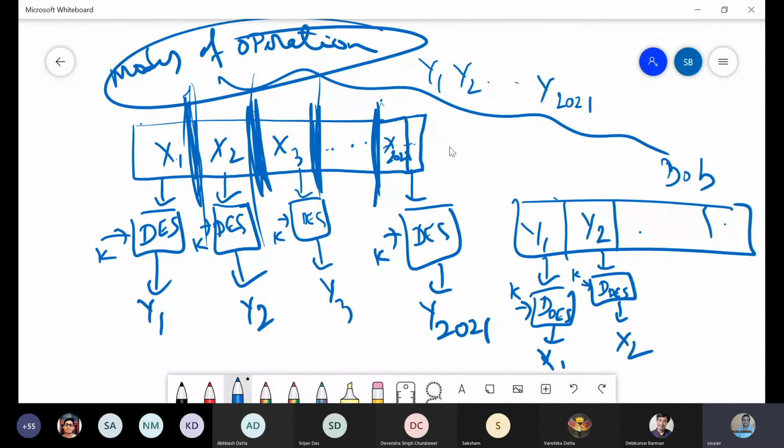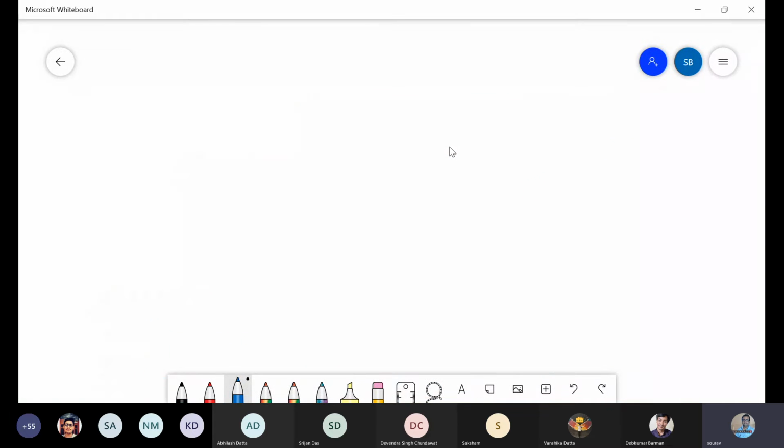This kind of straightforward mode of doing this has a drawback. We'll see that in detail. There are many other ways we can do this business, but this is the basic thing. So let us come back to DES. DES is broken.